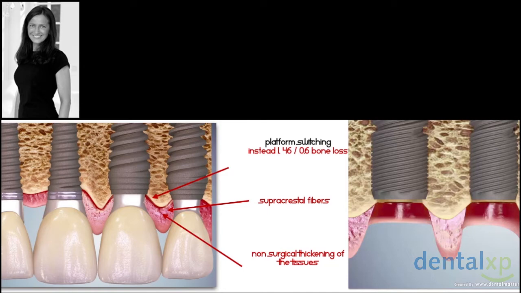So we gained here 1 millimeter. We have more than before. We took care of the soft tissue to be thicker. And that means we have more supracrestal fibers, which are more coronally. And that can be maintained with that concave profile of the running room.